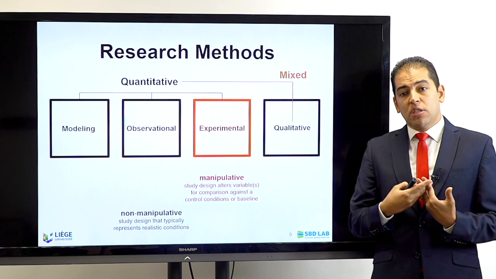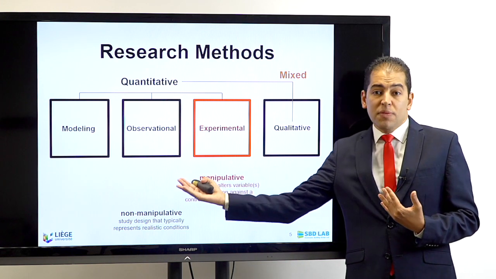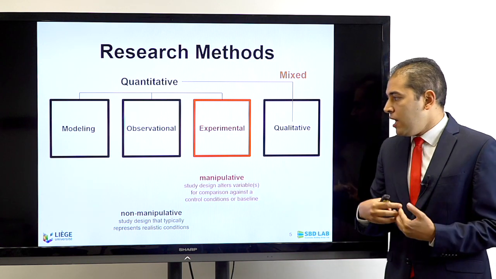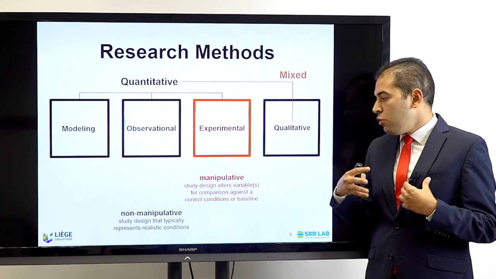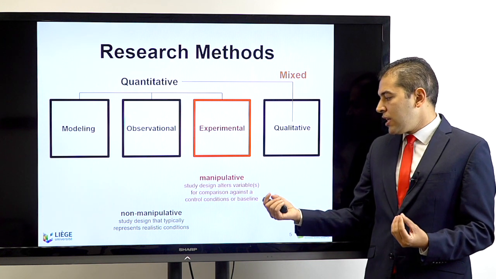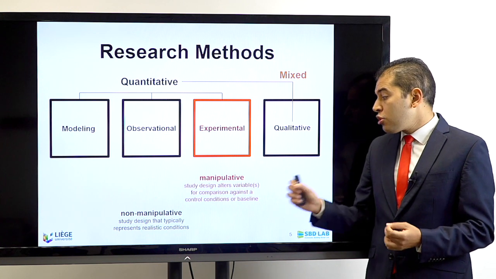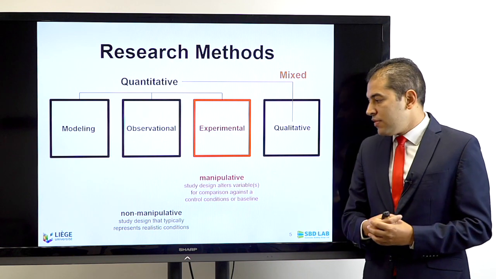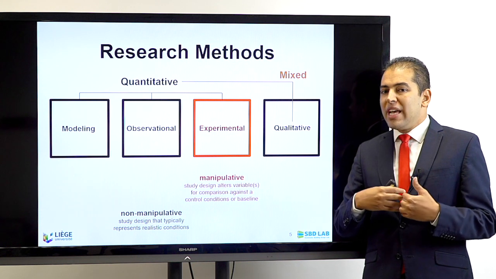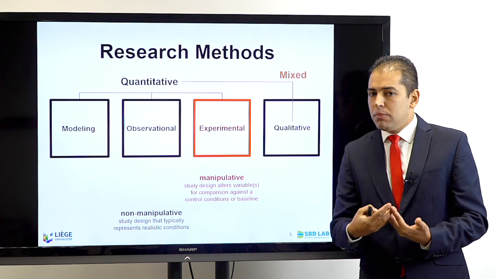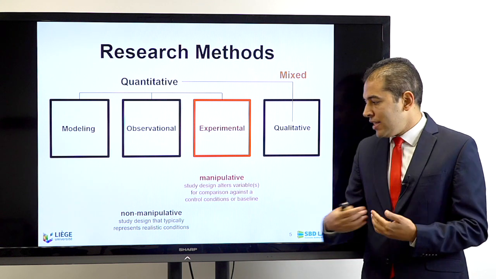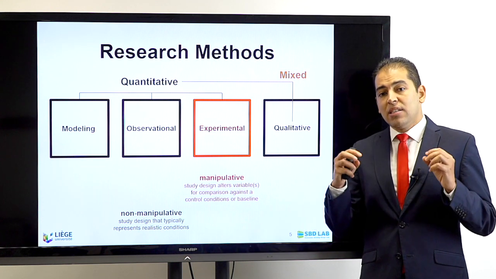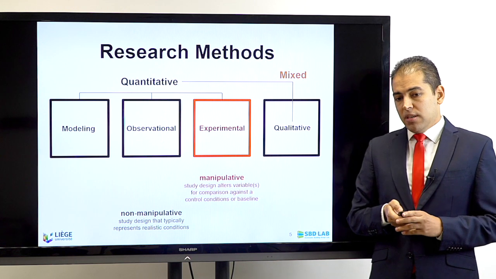It's very important if somebody asks me how to distinguish experimental research from observational research, because many researchers are confused about the difference. I would say that experimental research is manipulative, which means the study design alters a variable or variables for comparison against a control condition or a baseline. Observational research, on the other hand, is non-manipulative. We do not have a treatment. We do not interfere to change something in the natural environment that is observed. It is considered the study design that typically represents realistic conditions.